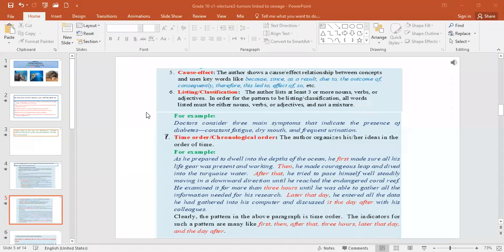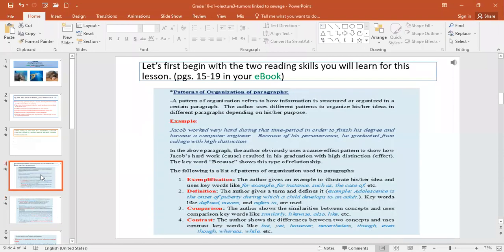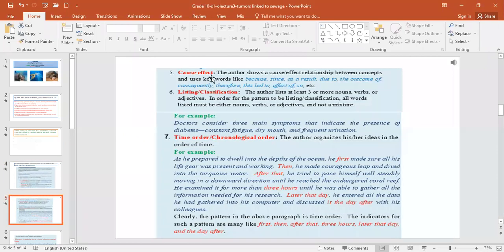Let's go back to the previous slide. We talked about exemplification, definition, comparison, contrast. Of course, those need to be studied. Needless to say, you need to study those. Cause, effect, like the example I gave, listing or classification. Now, listing or classification, the author lists at least 3 or more nouns, verbs, or adjectives in order for the pattern to be listing. All words listed must be the same part of speech. Who can read the example for listing and classification here? For example, for number 6.